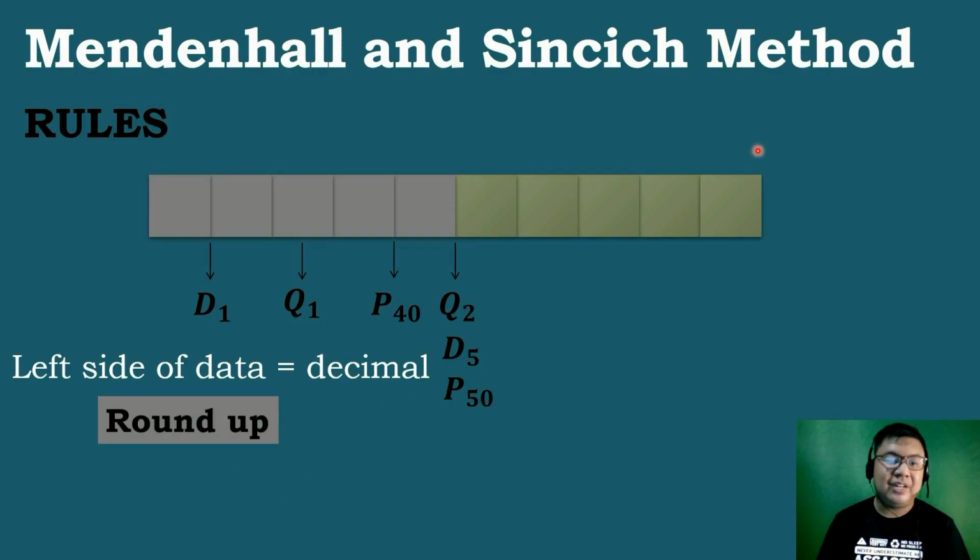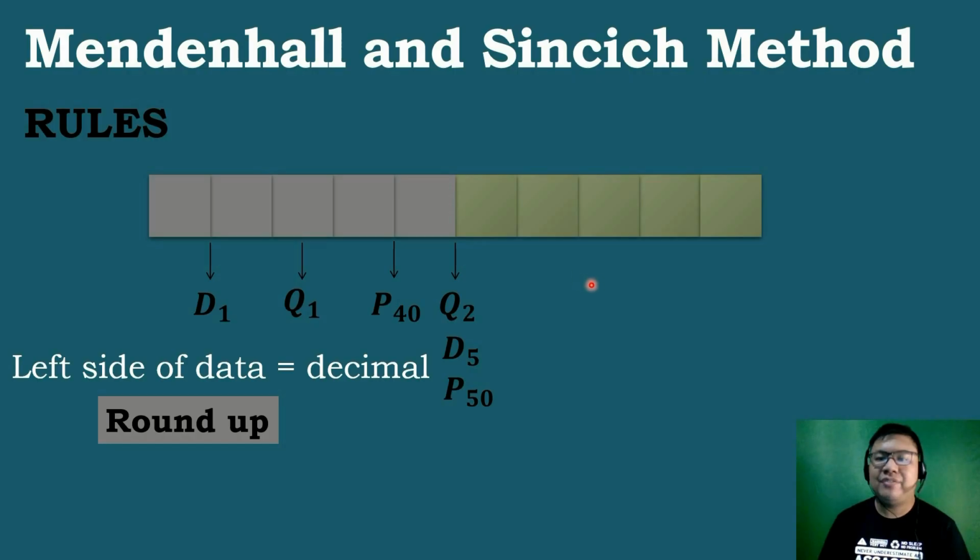Say for example, the value that we have computed is 6.5. So the value will be equal to 7. If the value is equal to 6.3, that will be equal also to 7. Round up the number.